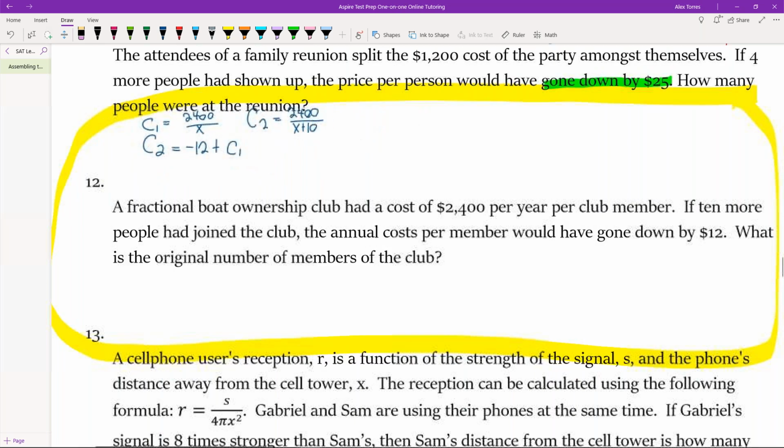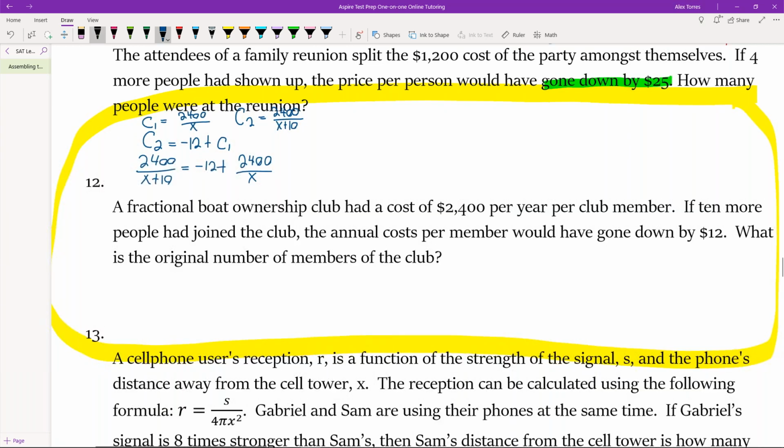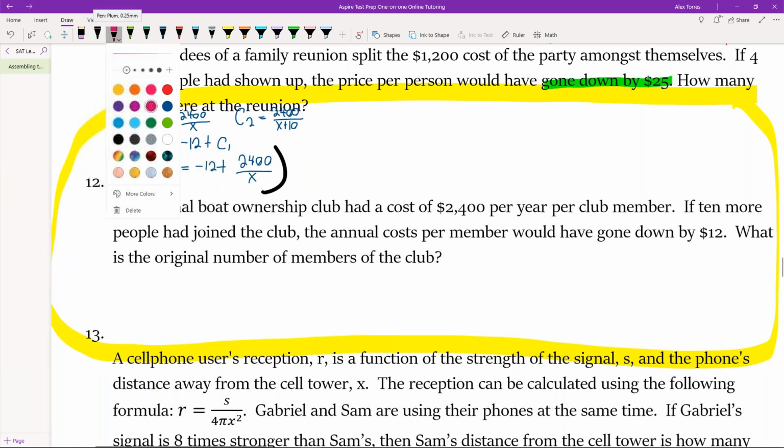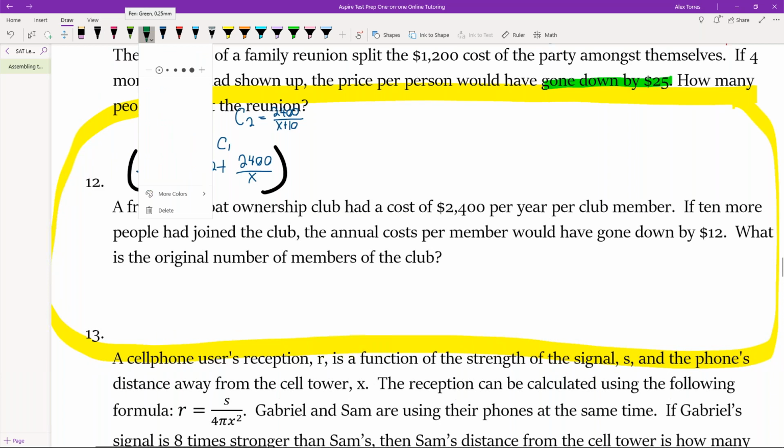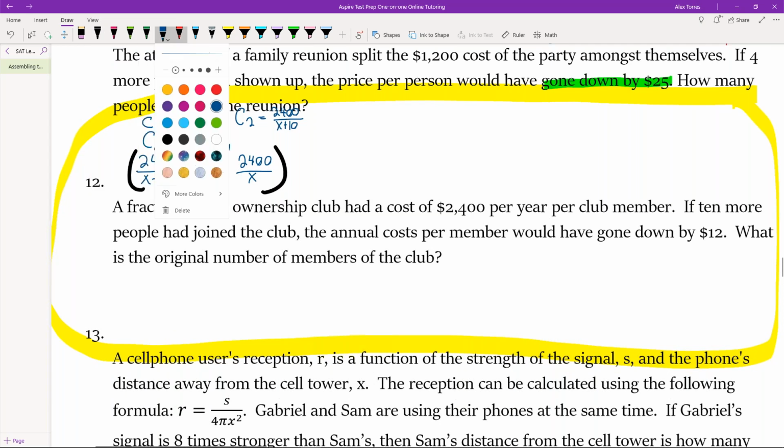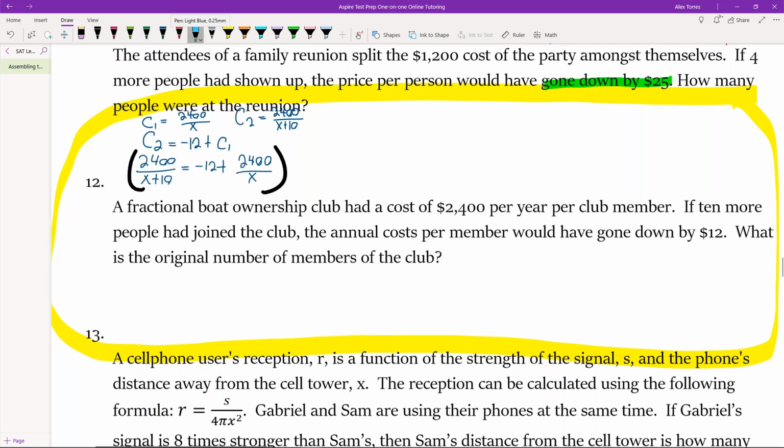So we'll go ahead and shrink that to have more room, and we can fill in everything we have right now. So C2 was the 2,400 over x plus 10, minus 12, and 2,400 over x. And for the rational equations, we're going to multiply by the exact denominators we don't want anymore, which are x and x plus 10.